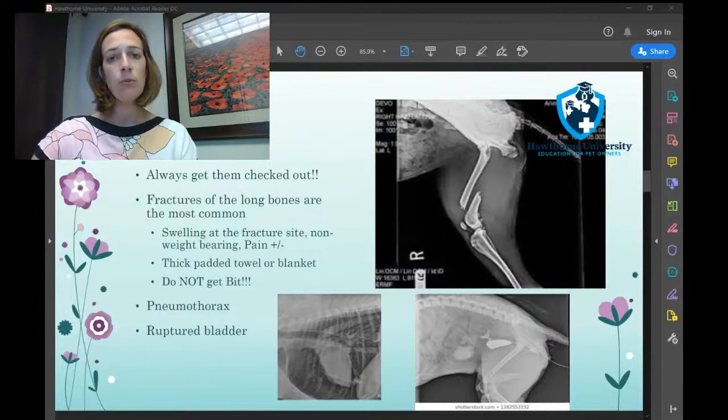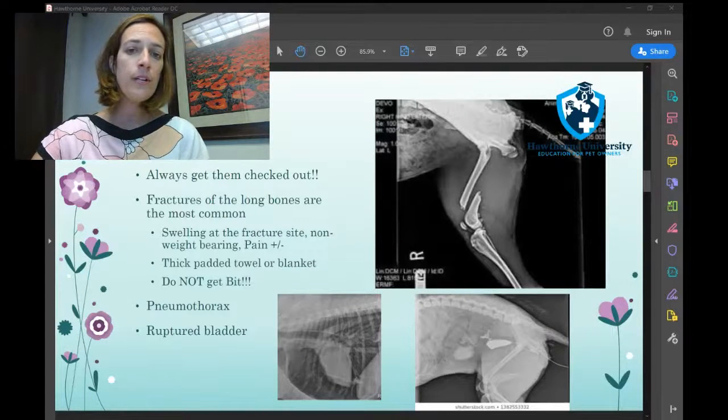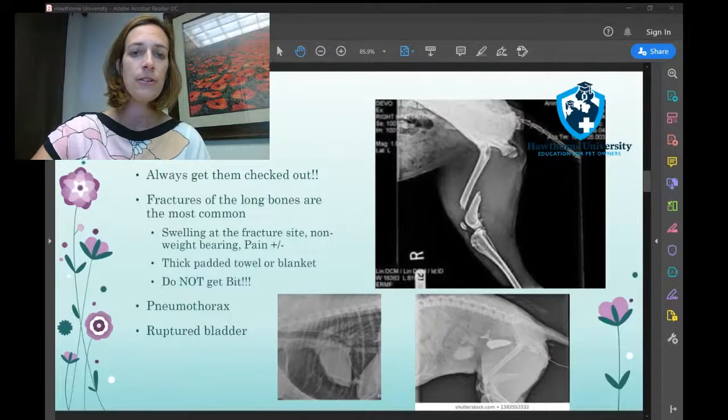And so when a tire runs over a pet, it can put enough pressure in the abdomen that we see these holes or these leaks in the bladder. And this is important. We don't want urine floating into our abdomen. These are life-threatening things that we need to make sure that we're handling and taking care of.